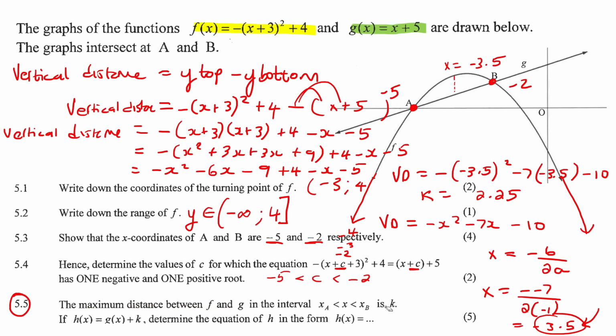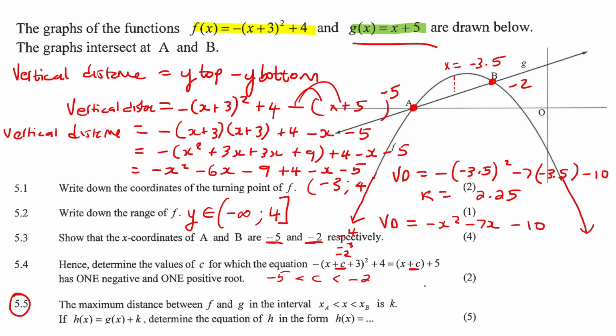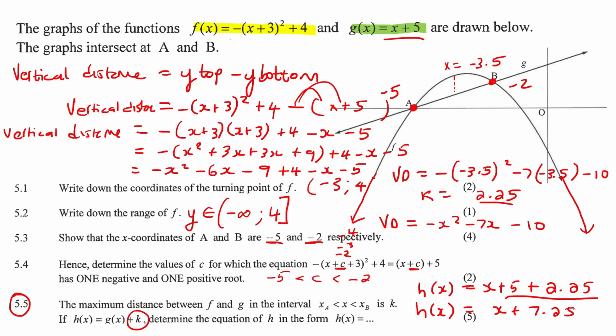So now they said if h is equal to the equation of g plus k, then what is the equation of h? Okay, well, that's really easy. Looks complicated, but it's easy. Check here. They said that h is the equation of g. Okay, so let's go get the equation of g, which is x plus 5. And then they just want you to plus k. So we just say plus, and then what's k? 2.25. Now we can just simplify those two. X plus 7.25. Done. 7.25 could also be written as 29 over 4 if you wanted to.